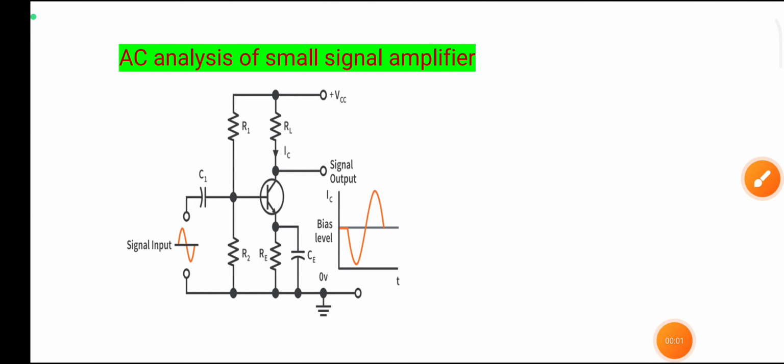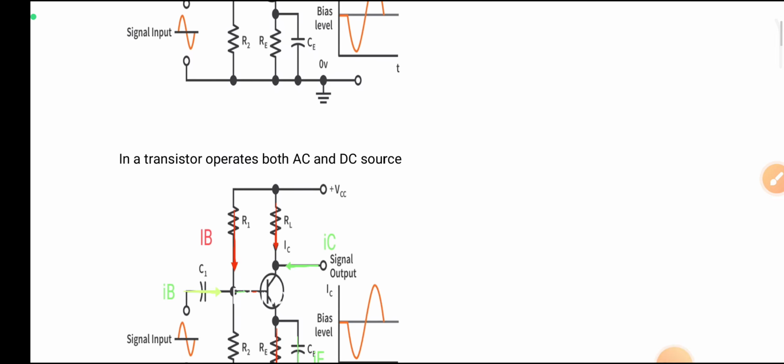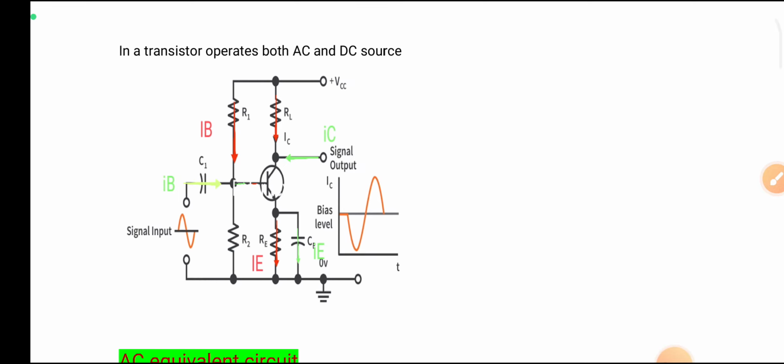Hi friends, today we study the AC analysis of a small signal amplifier. So this is a small signal amplifier circuit. In the previous video we discussed the DC analysis of a small signal amplifier. So here we study the AC analysis of a small signal amplifier. This amplifier works with both AC and DC sources.